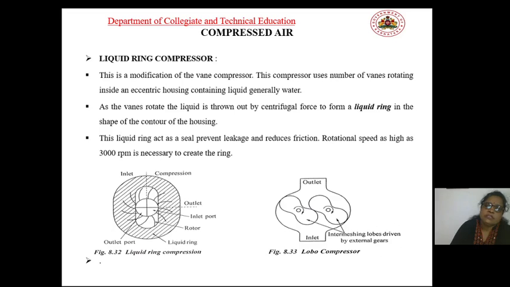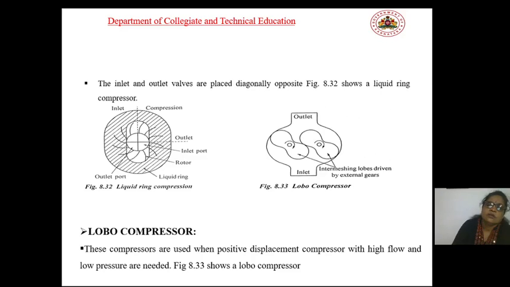As the vane rotates, the liquid is thrown out by the centrifugal force, and as I said, the liquid ring acts like a sealer which prevents the leakage and reduces the friction. The inlet and outlet ports are placed diagonally, opposite to each other. You can observe outlet and outlet are opposite to each other, and inlet and inlet ports.